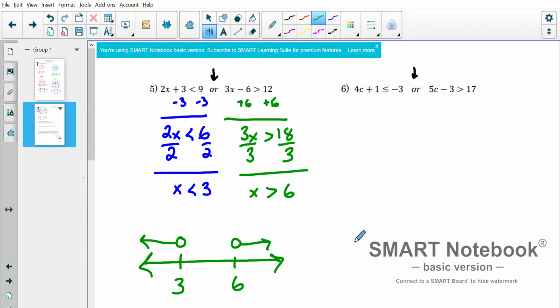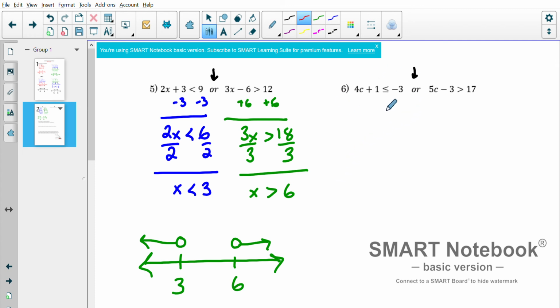You'll notice that or statements should always go away from each other because it's one or the other. And statements will always go towards each other because both are going to be true. So why don't you pause the video, try number 6, and then we'll bring it back and make sure you're on the right track.